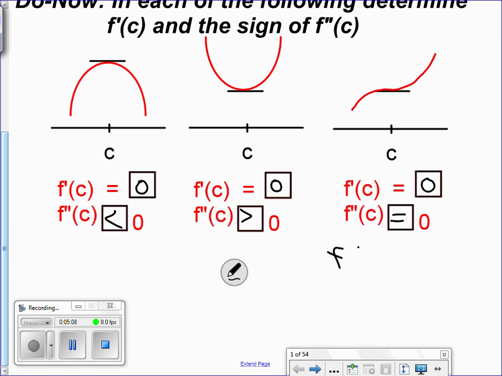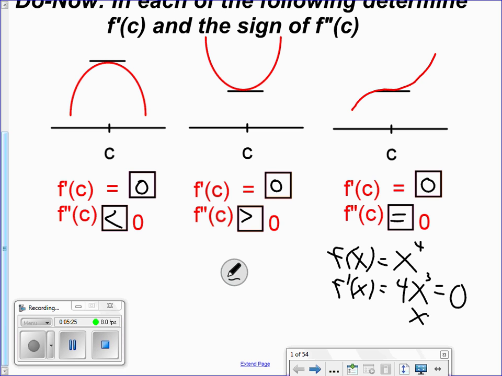Let's say you have a function, this is the classic, x to the fourth. You get the derivative, 4x to the third. You set it equal to 0, because that's where you can have your horizontal tangents. And what do you get? You get 0.